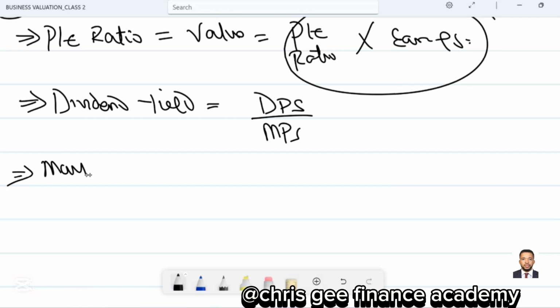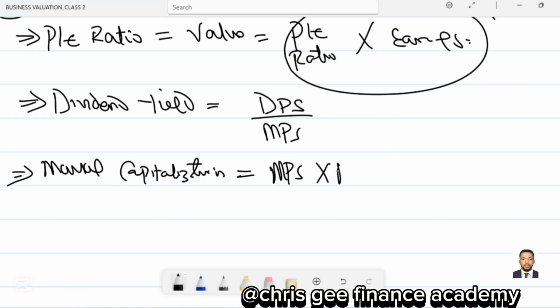market capitalization. No thinking, market capitalization. Right? How do you get this? Simply your MPS multiplied by what? Number of shares. Hello, no thinking.